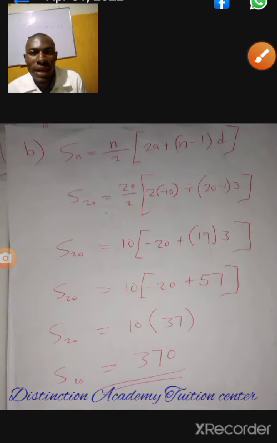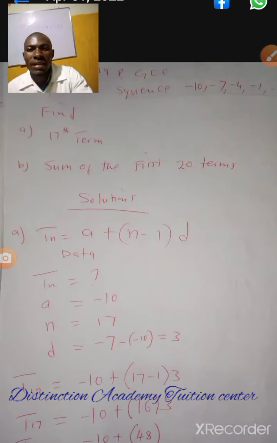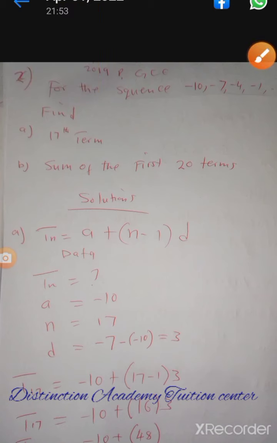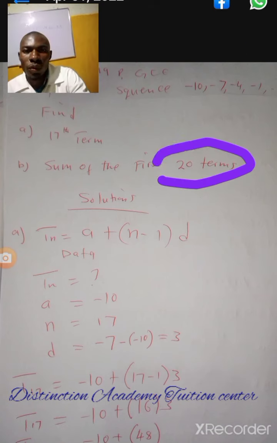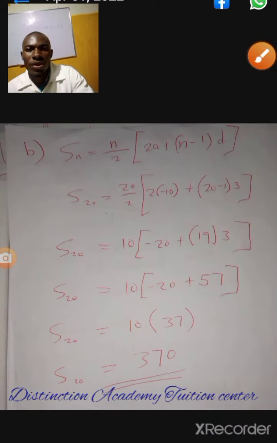So the formula that we are going to use is Sn is equal to n over 2, then square brackets open, 2a plus (n minus 1)d, close square brackets. So what is this n? They're saying the sum of the first 20 terms. So your n is going to be 20, because that's the number of terms that you are looking for. So your first n there is 20.